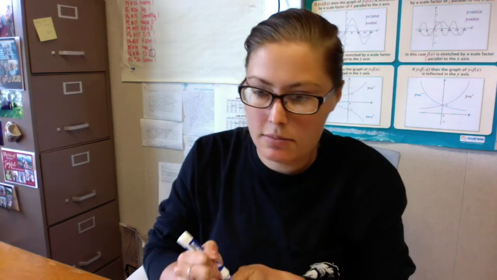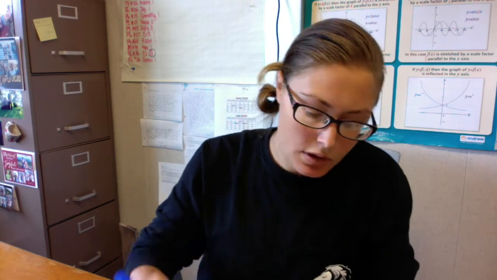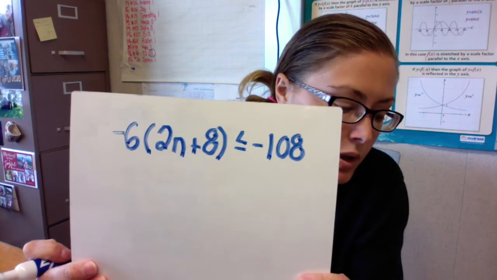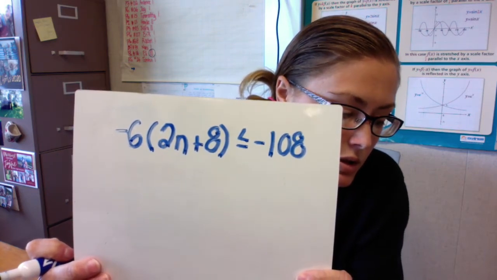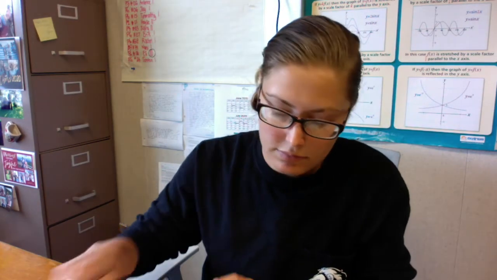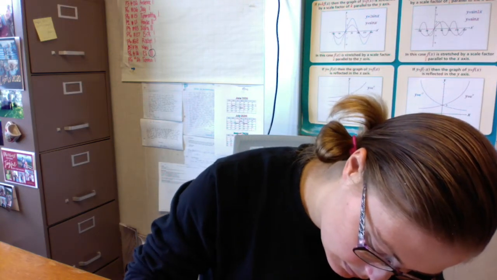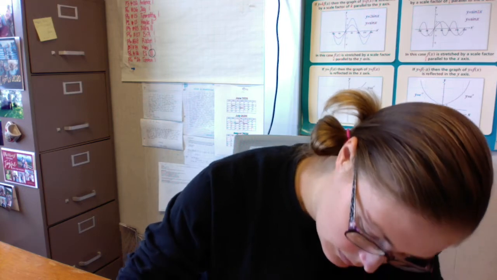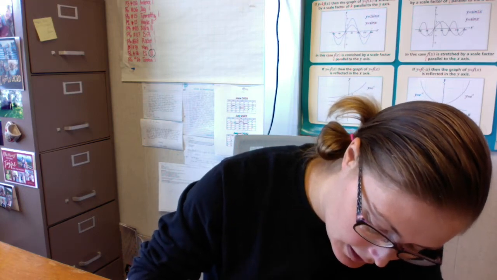Okay, moving on to question number 2. Okay, question number 2, we have negative 6 times the quantity of 2n plus 8 is less than or equal to negative 108. First step, we are going to divide each side by negative 6. So we have 2n plus 8. We divide it by a negative number, so we need to flip our sign. So greater than or equal to.